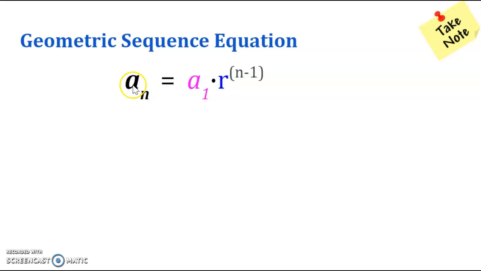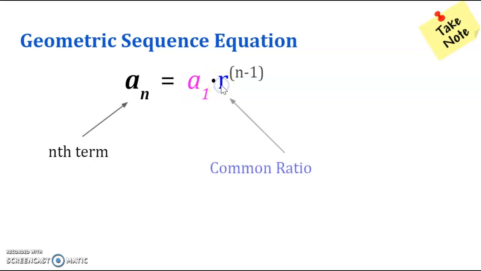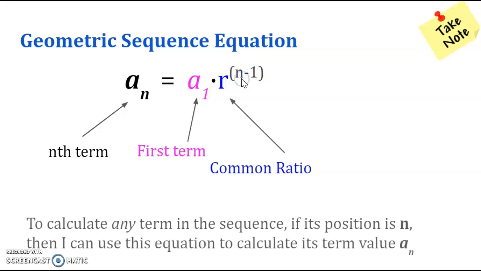So a sub n, if you're trying to figure out what is the nth term value, it's always going to be a sub 1. What does a sub 1 mean? It's the first term value. Okay, first term value multiplied by r, which is the common ratio, to the power of n minus 1, where n is the number of terms. So it's always going to be n minus 1. And you can use this formula to calculate any term in the sequence. If it's in position n, then I can use this equation to calculate its term value a sub n. So you're supposed to take notes here.